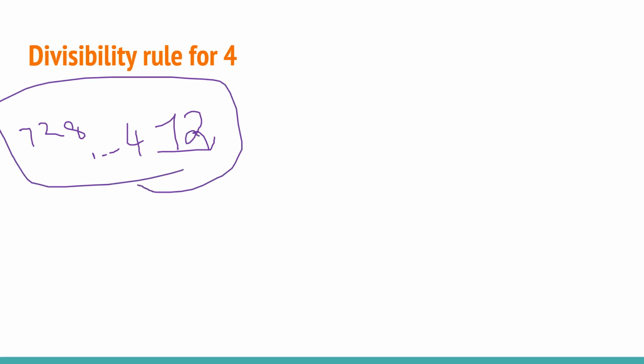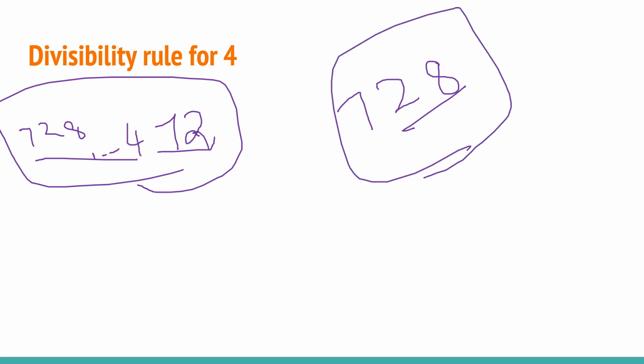Whatever the digits in the hundreds or thousands positions might be, if the number formed by the tens digit and the ones digit, the unit digit, is divisible by 4, then the number is divisible by 4, right? Here 72 is divisible by 4, then the number is divisible by 4. So for example, let us consider 728, right? So here 28 is divisible by 4, therefore 728 is also divisible by 4.